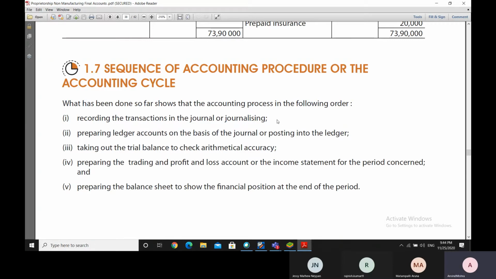So the first step is journalizing, that means putting the double entry into the journal. The second aspect is preparing the ledger accounts on the basis of the journal, or posting into the ledger. While making the journal entry, we are saying that this account has to be debited and this account has to be credited. This is called the journal entry, but then this has to be posted from the journal into the respective accounts.